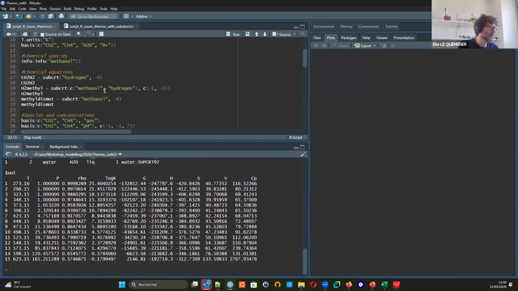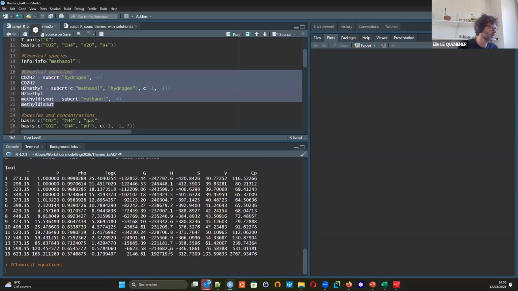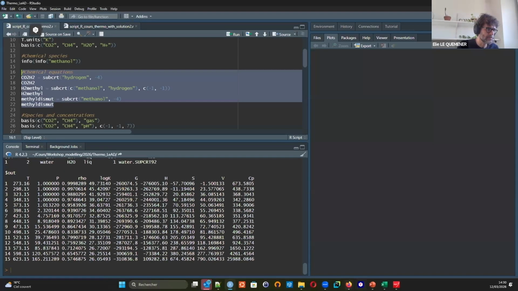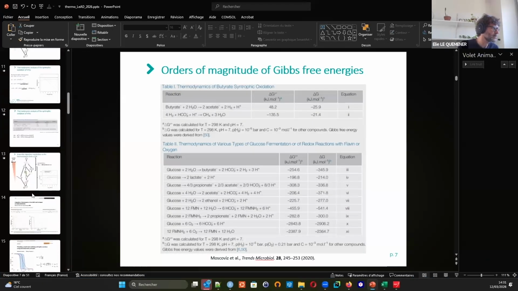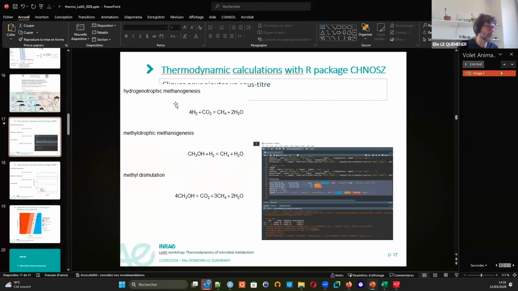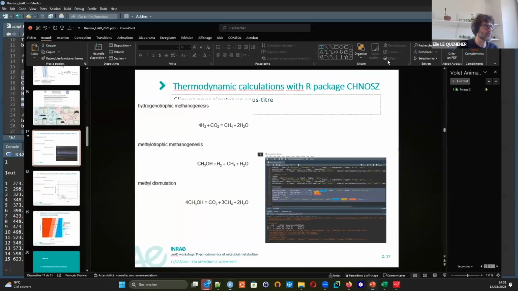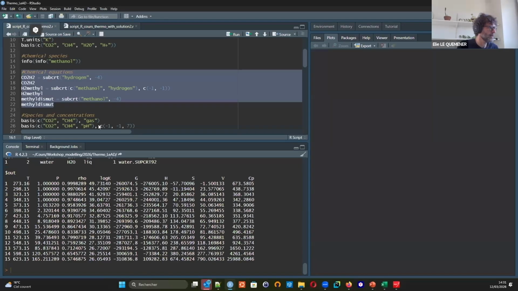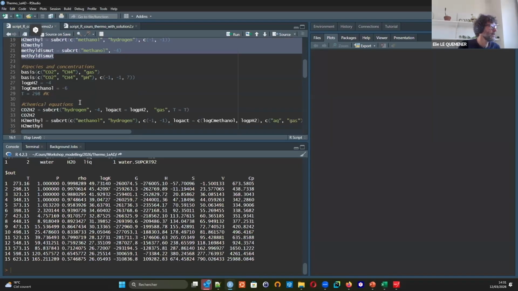And I can do that for methanol and hydrogen and methanol, my 3 different reactions. So just to come back to my presentation, these 3 reactions are these 3 reactions. So hydrogenotrophic methanogenesis, methylotrophic methanogenesis, so it's 1 methanol and 1 hydrogen giving methane and H2O, and methyl dismutation is only methanol transformed into methane and CO2 and H2O. So I want these 3 reactions in my system.